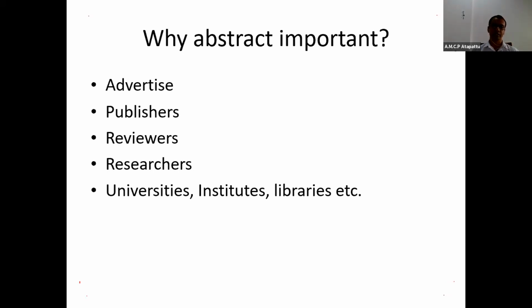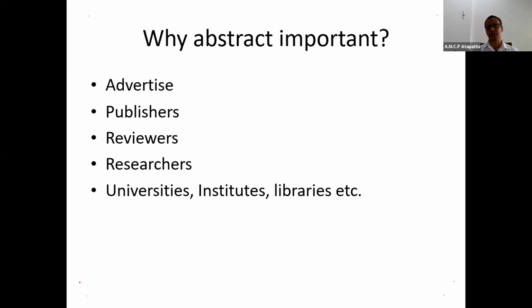Again, reviewers. Important for the reviewers, because when the paper is sent to us, we initially read the abstract. After reading that abstract, we determine whether I should accept this for the review of the rest of the part or not. Therefore, for the reviewers also, the guidance is provided by the abstract.